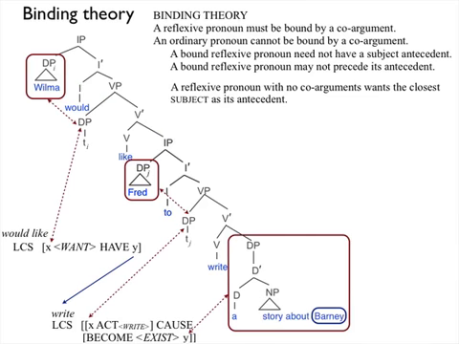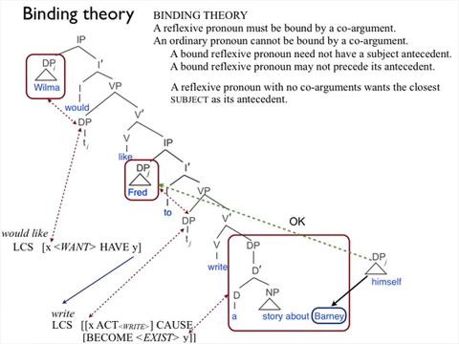But how about "would like Fred to write a story about himself"? That's fine, right? Okay, so that is accounted for by a reflexive pronoun with no co-arguments wanting the closest subject as its antecedent. And now, this is really sort of important, right? That's evidence that Fred is a subject, right? So this construction actually makes a lot of sense, right?